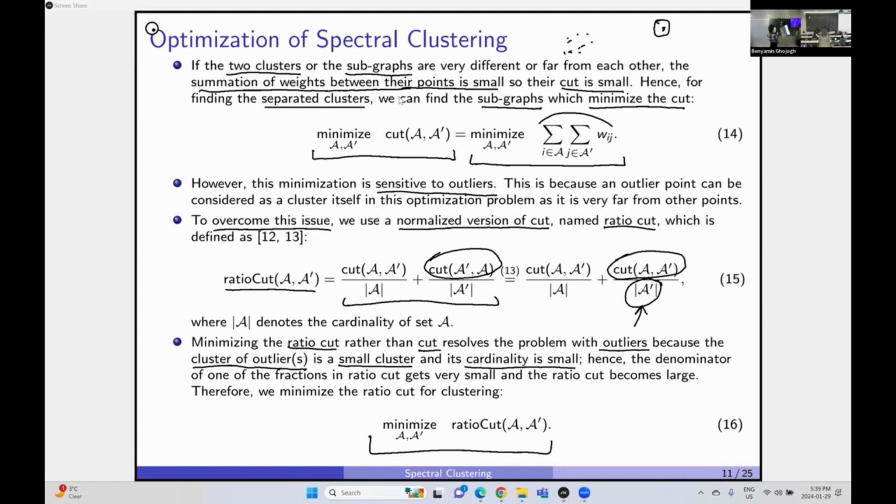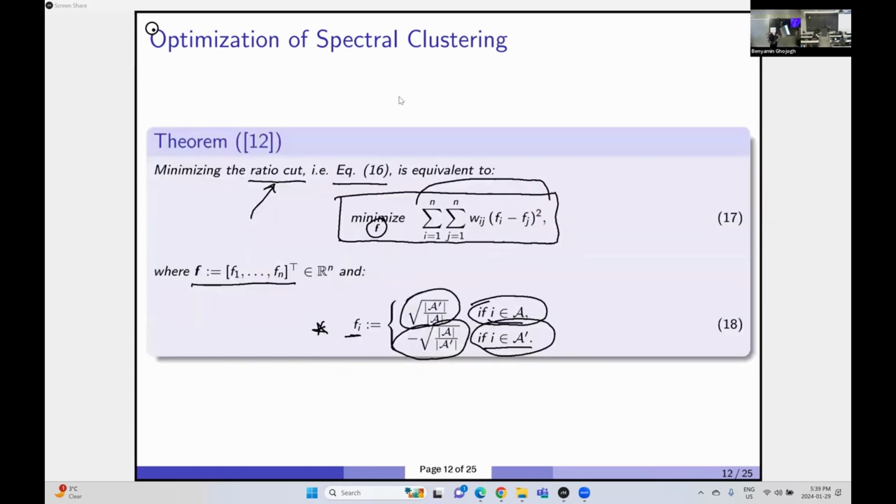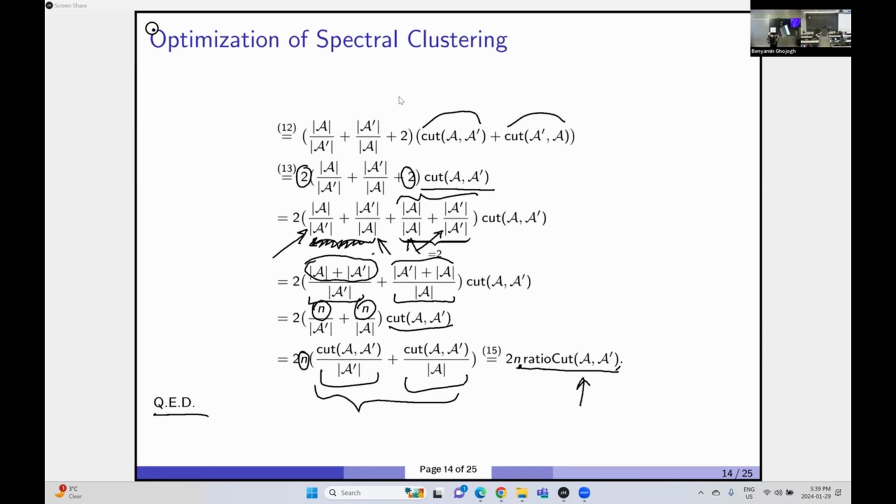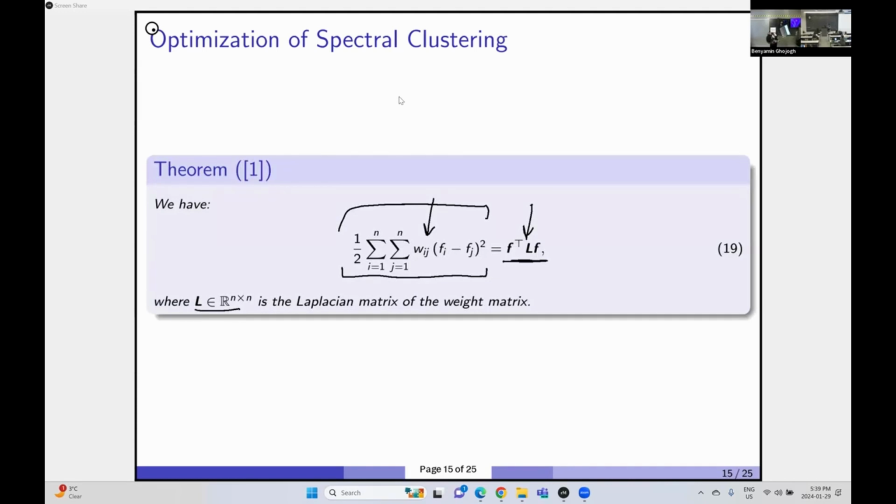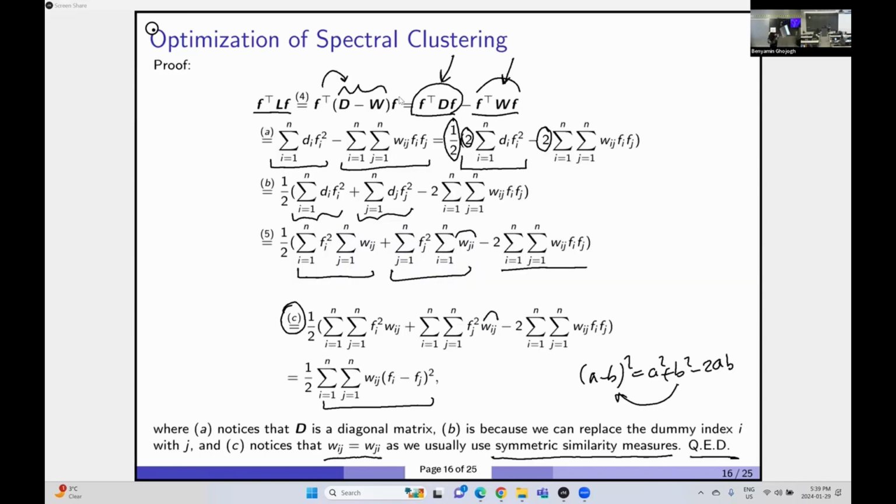So that's the thing, and that's why we minimize the ratio cut, and then we had 2 theorems. First, we said let's minimize the ratio cut, and that minimization of ratio cut is equivalent to minimization in equation 17, where we define Fi as in equation 18. We proved that here, and here was the proof of why those 2 minimizations were equivalent. And then we said, by the way, we have this equation 19 too. So minimization of the left-hand side is equivalent to minimization of the right-hand side, right? And here it is.